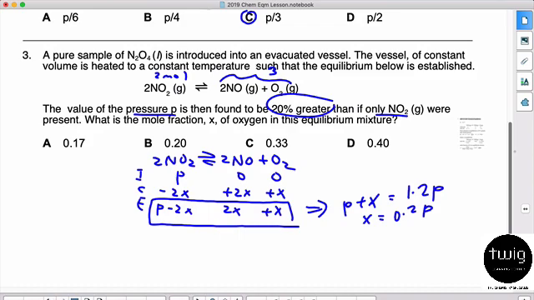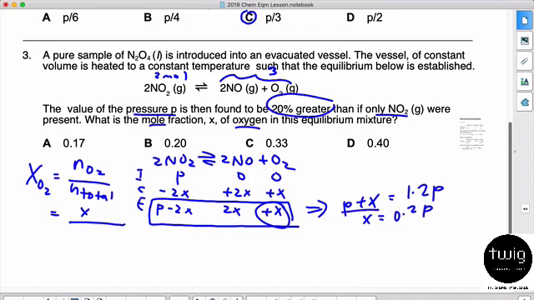So that's good. Okay, so finally, what's the mole fraction of oxygen? So I want the mole fraction of oxygen. The mole fraction is the number of moles of oxygen over the total moles, right? So the number of moles of oxygen, we simply take to be x. The total is how much? Total is everything. It's actually P plus x.